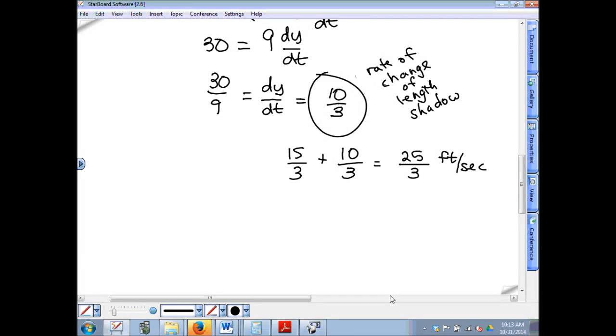Now the funny thing is, this was one of your homework questions. Part B was how fast is the length of his shadow changing? That's just 10/3. So we kind of had to answer B before we answered A. That's weird. So anyway, moving shadows.